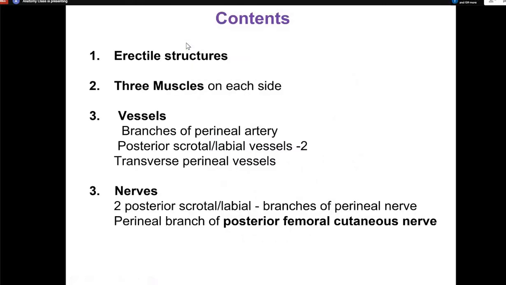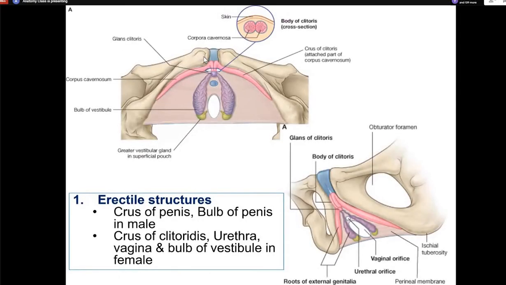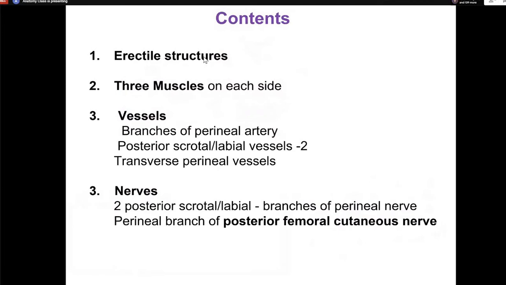Now what is the content? The contents present in the superficial perineal pouch are the erectile structures. Then we have 3 muscles present on each side, that means altogether 6. We have the vessels and we have the nerves. Now, what are the erectile structures? Female reproduction, male reproduction. So, what are the erectile structures present in the female?